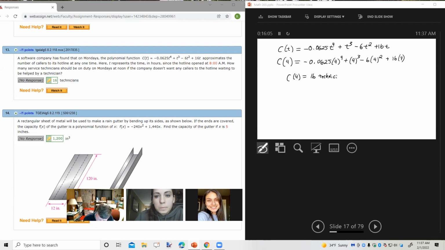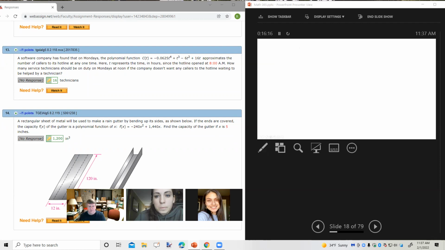Does anybody need any help with calculator instruction on this problem? Okay, so this was number 13. And finally, let's take a look at number 14.